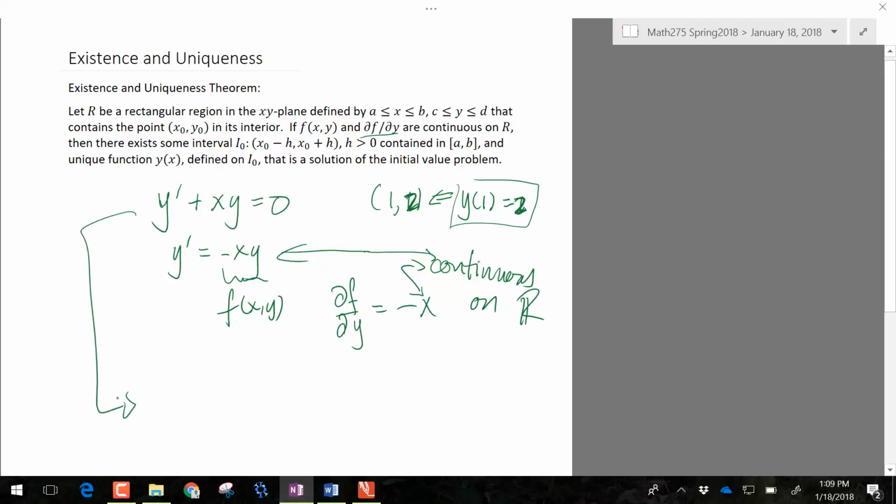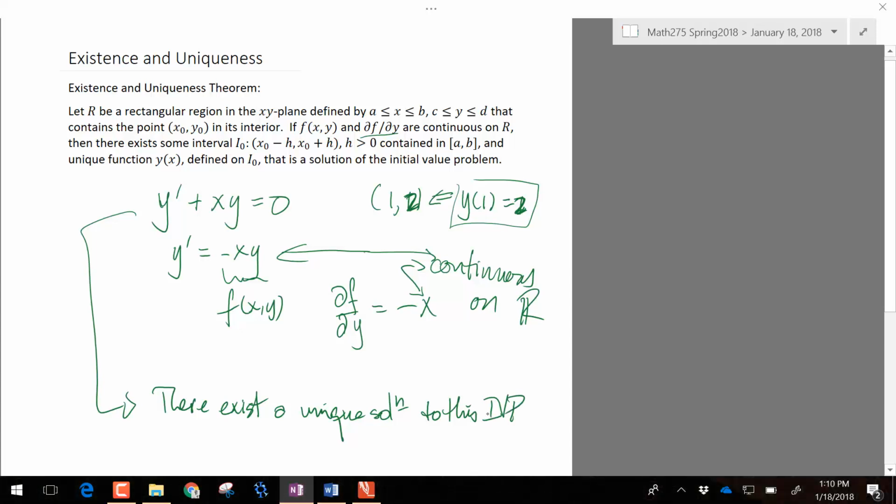So all this is saying is that there exists a solution. There exists a unique solution to this initial value problem. So we can find a solution, and we can say that's the only solution for this particular problem.